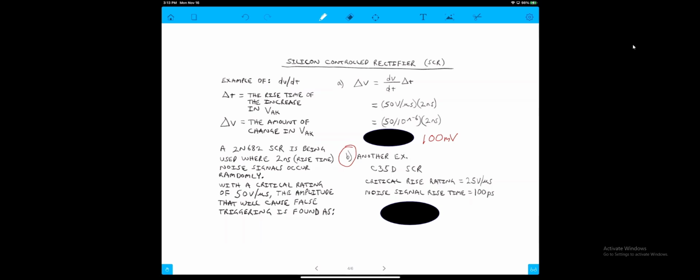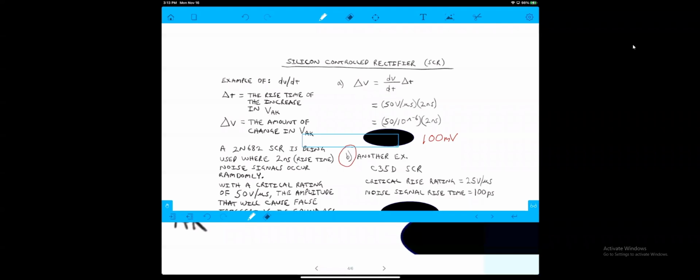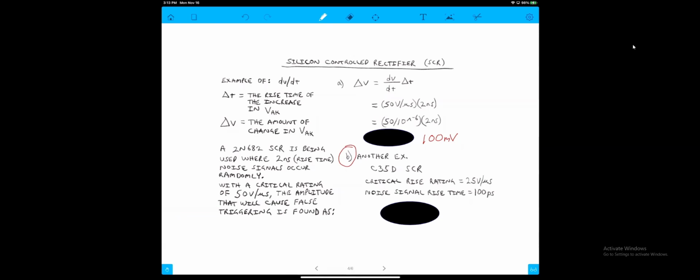I got 500. Nope. What did I do wrong? 25 divided by 100, 2.5 millivolts. There's 25 volts per microsecond, and then you have 100 picoseconds. What did I type in? 2.5 millivolts. Oh, you switched it to micro, not nano. Okay. 2.5 millivolts.